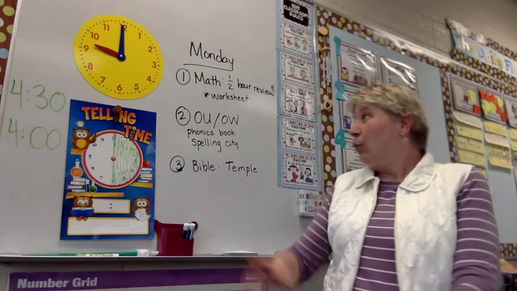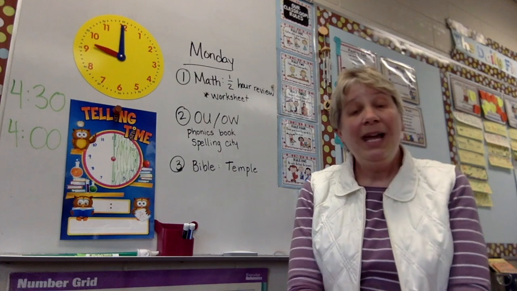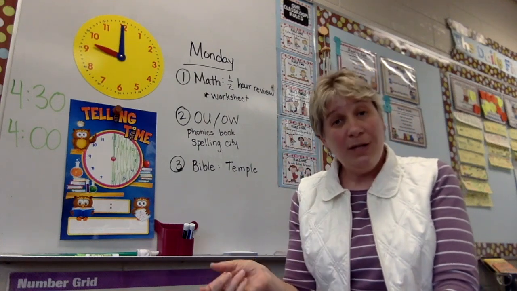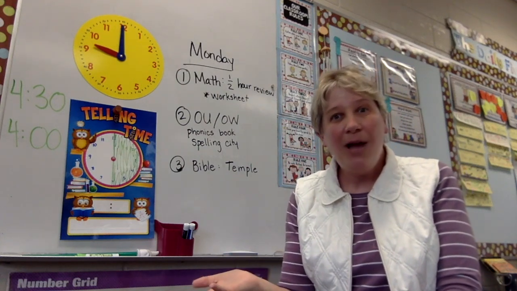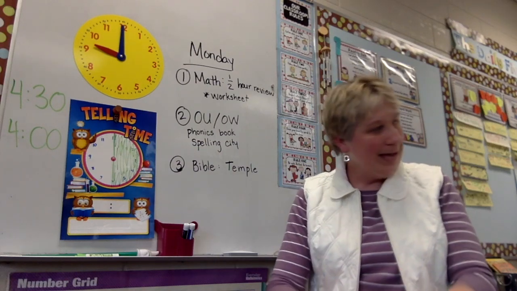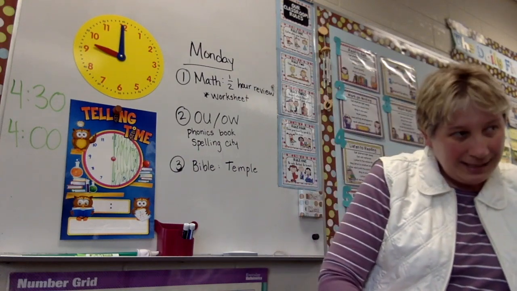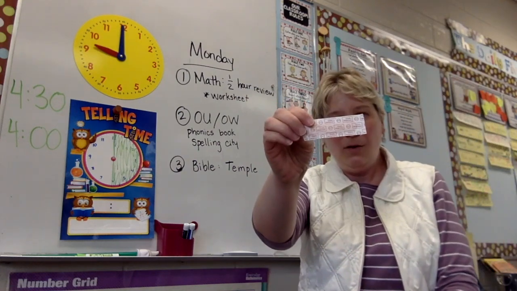Now today I get to talk to you about our new spelling rule. And the new spelling rule is OU and OW. If you have OU and OW together, they make the same sound. The sound is ow. Kind of like if you got an owie, ow. And we have a really fun way to remember that sound. We put a Band-Aid in your bag. So go ahead and grab your Band-Aid.